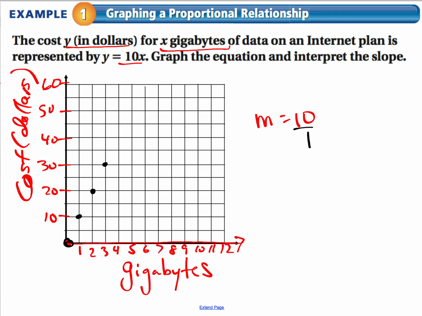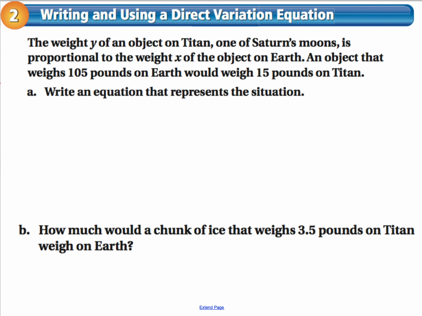Up 10 over 1, up 10 over 1, up 10 over 1, and up 10 over 1, until I run out of space, and then I draw my line. This line represents the cost y in dollars for x gigabytes of an internet plan, represented by the equation y equals 10x. So that is quite a bit of a time saver.